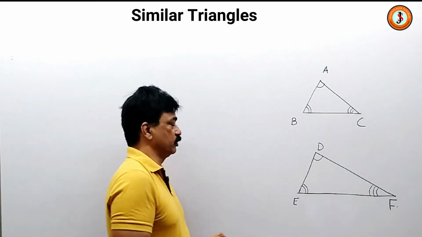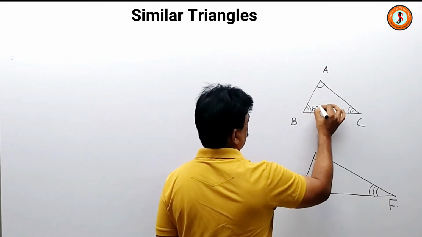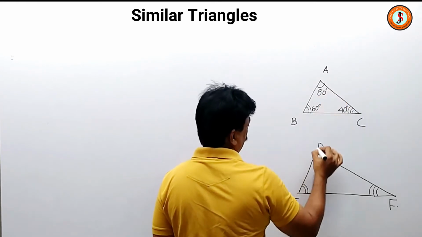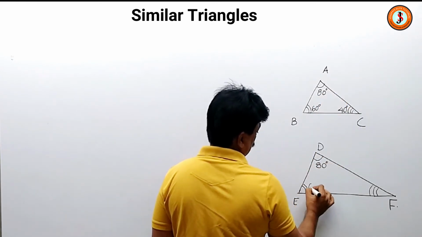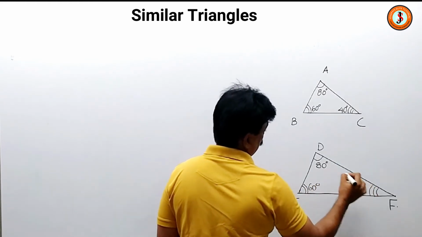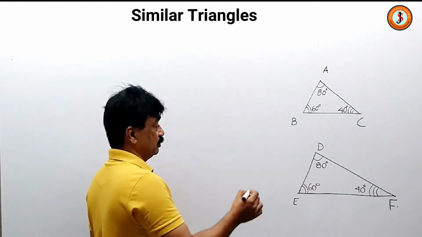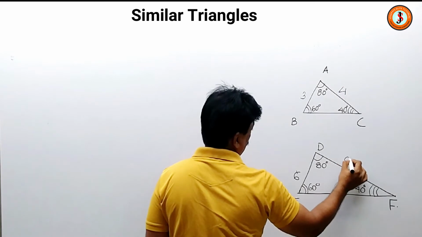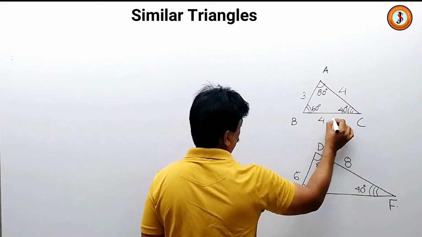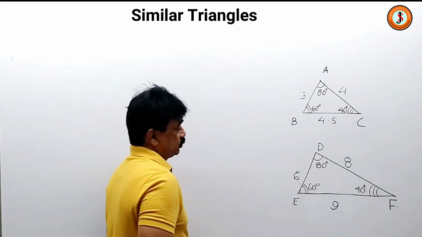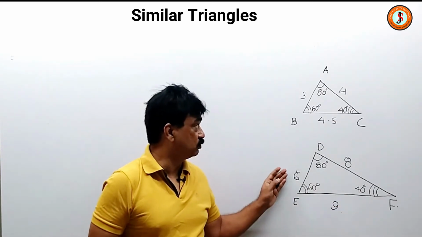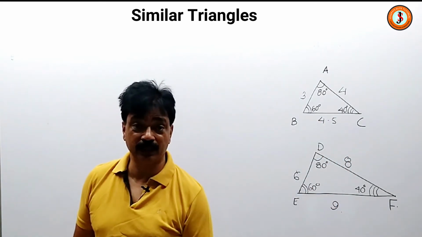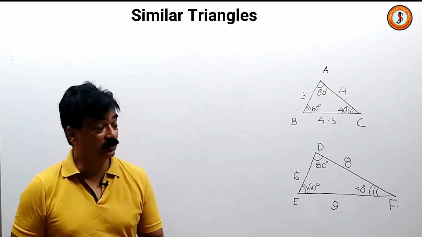I place one example for you. If this is 60 and this is, say, 40, this will be 80. Same thing over here: 80, 60 and 40. So these two triangles are similar. Also, if I write over here 3, 4, 4.5 and 6, 8, 9, see the size ratio: 3 by 6 is 1 by 2, 4 by 8 is 1 by 2, and 4.5 by 9 is 1 by 2. So the corresponding sides are also proportional. So these triangles are similar.